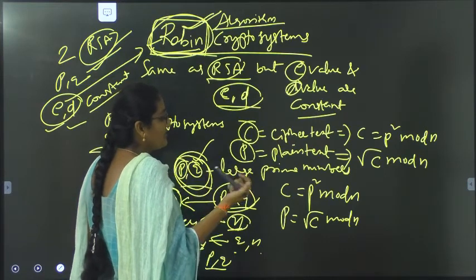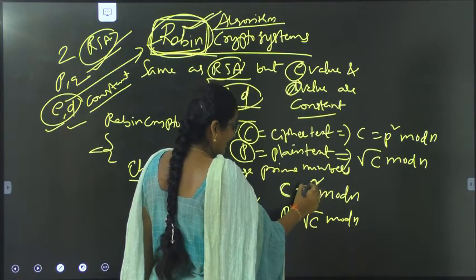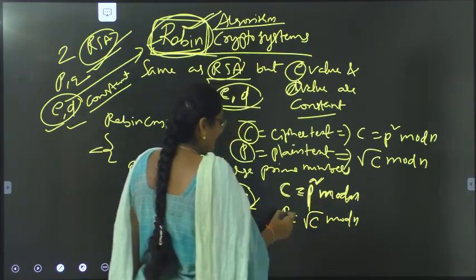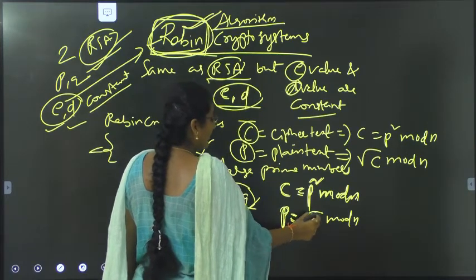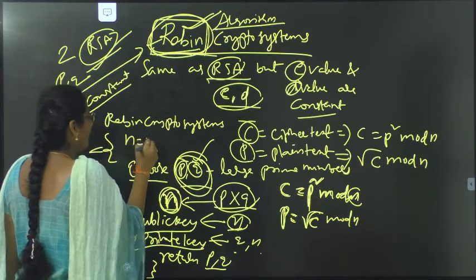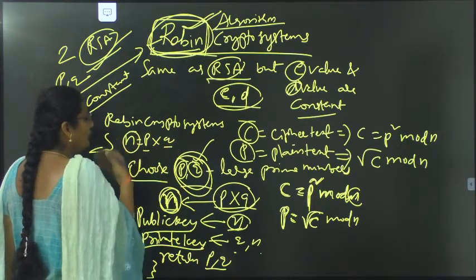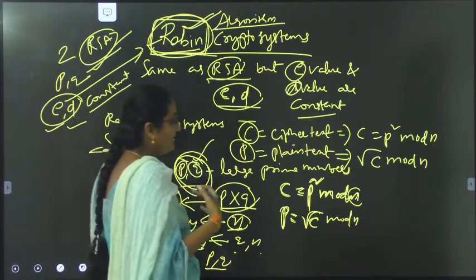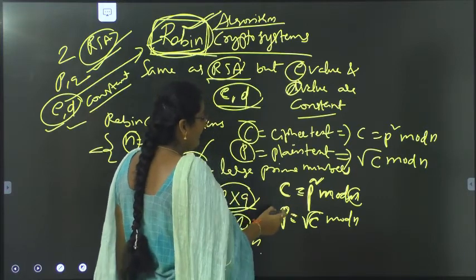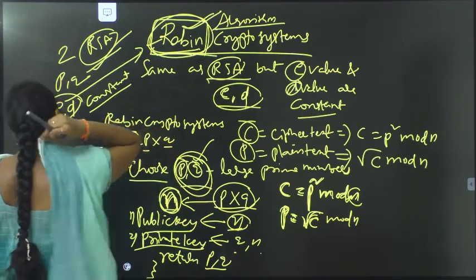So to find ciphertext, what formula we have? Ciphertext equal to plain text square mod N. Same way plain text equal to square root of ciphertext mod N. This N value we will get here. So N equal to P into Q. P and Q are two large prime numbers. N value we only computed. So after computing the n value, we can find the ciphertext by P square mod n. We can find the plain text by square root of C mod n. Now we will see the example for Rabin crypto systems.